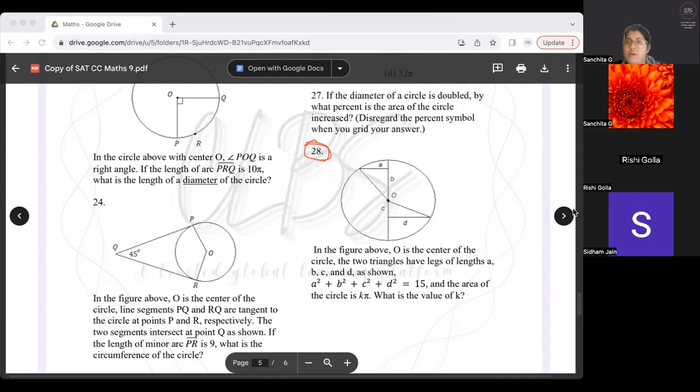Ma'am, 28, I had a doubt in it. In the middle, I feel like I made a mistake and I didn't know what to do. So I needed help with this question. Okay. Any starter, any point where we can start off?